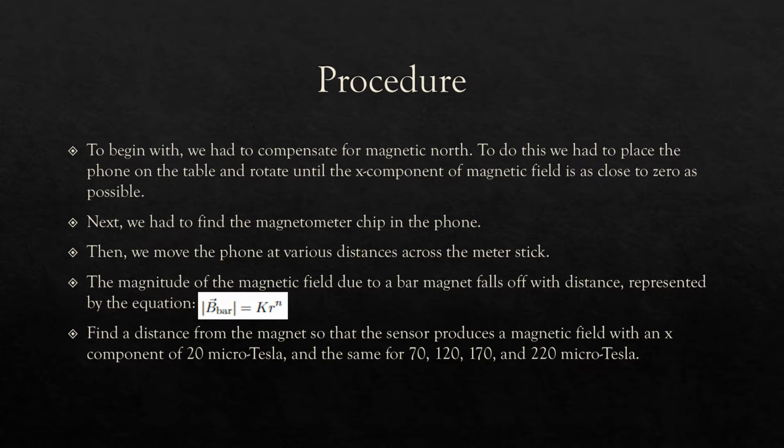And then we had to find a distance from the magnet so the sensor produces a magnetic field with an x component of 20 microtesla, and then do the same for 70, 120, 170, and 220 microteslas.